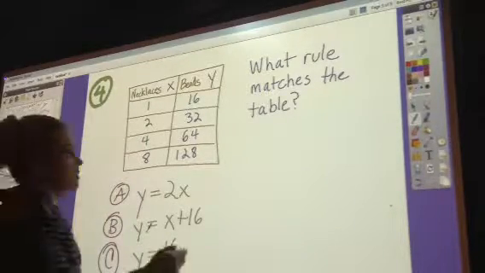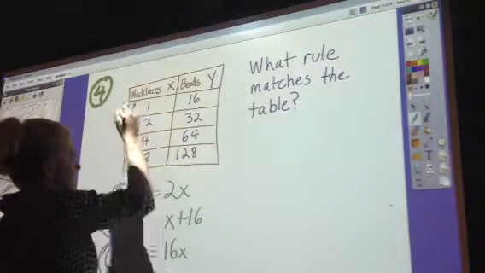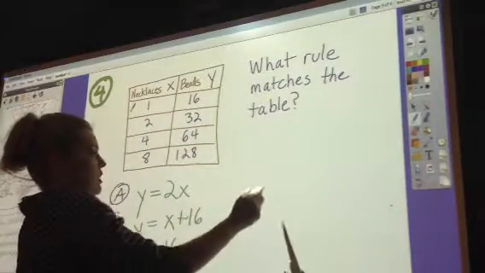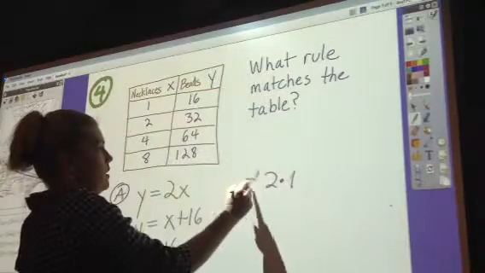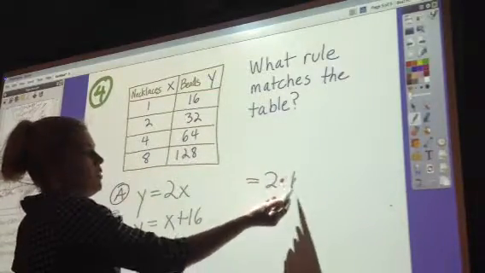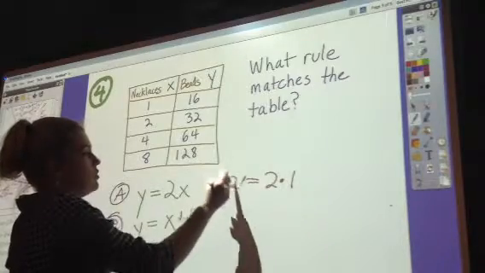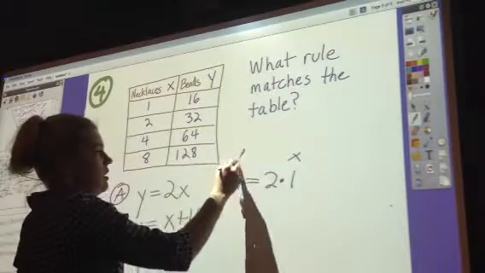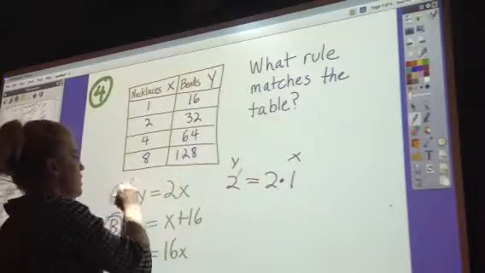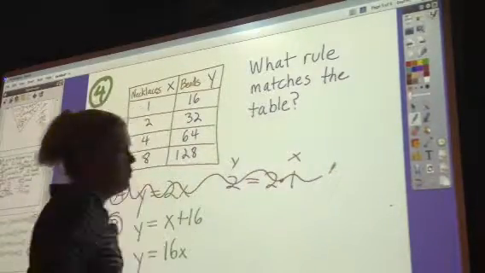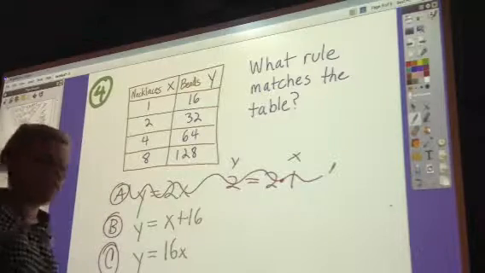So what I like to do is just go ahead and start with, if X is 1, let's try this equation. 2 times 1, if X is 1, does it give me 16? Well, we know that 2 times 1 equals 2. If this is X, then this would be Y, and of course 2 is not 16, so this is not the rule that would fit this table.